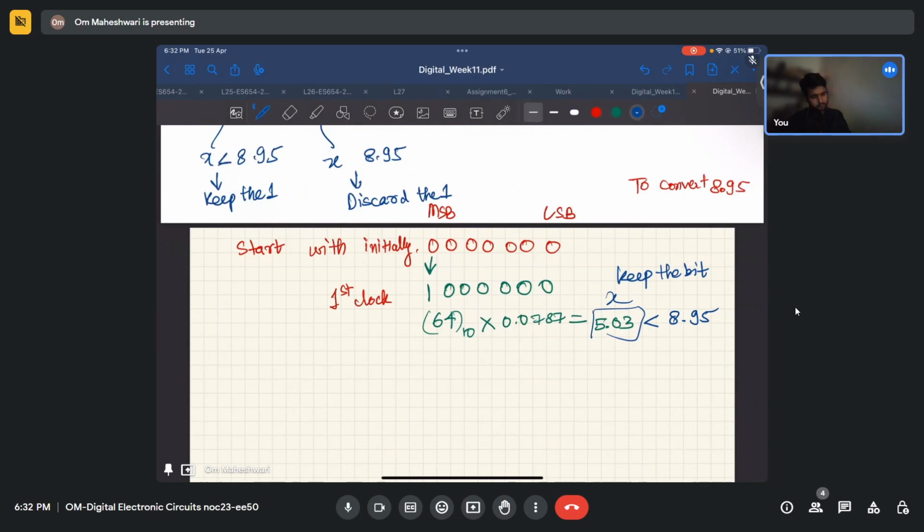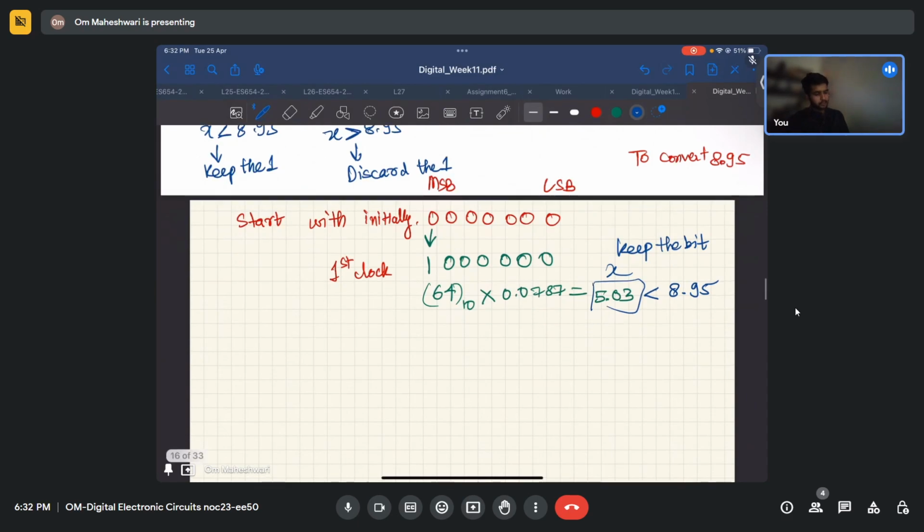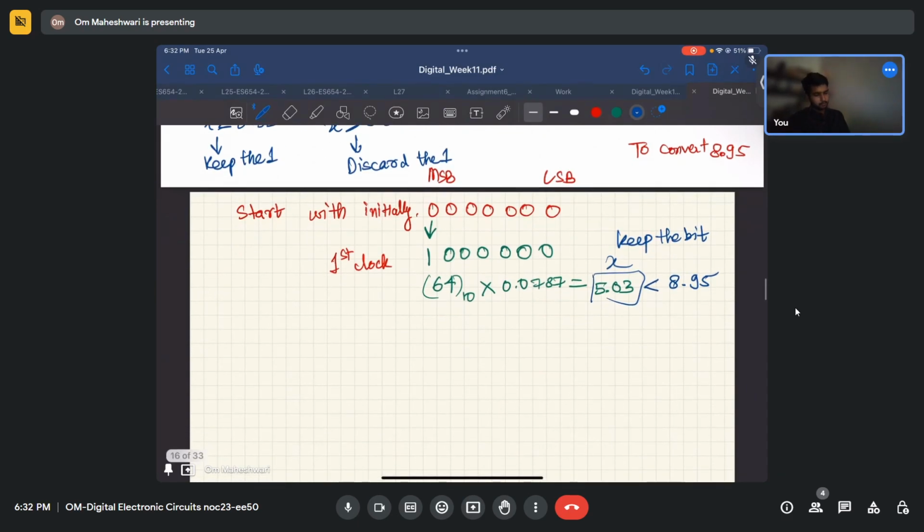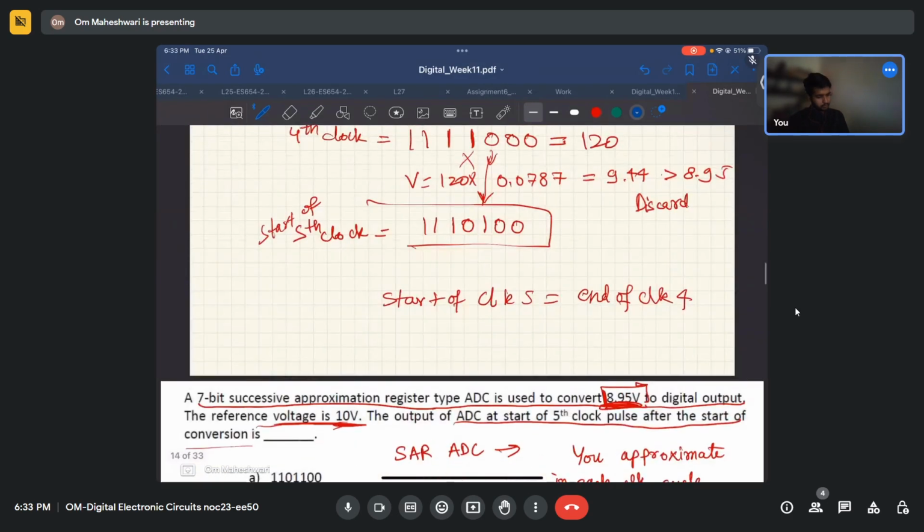If it is less than, then we keep the one; if it is greater than, we discard the one. Since it is less than, we keep this one. So next, on the second cycle, we have this one. Now we change the second bit to 1. Right, so we change to 1, 0, 0, 0, 0, 0. Now this corresponds to, I think, 96.